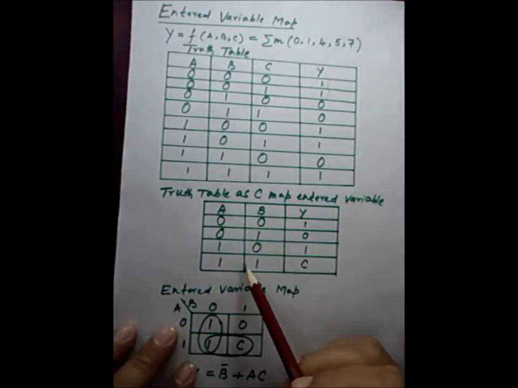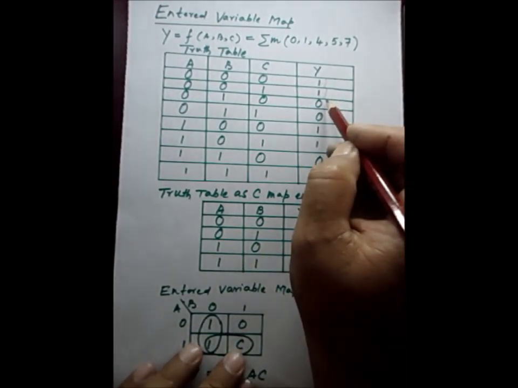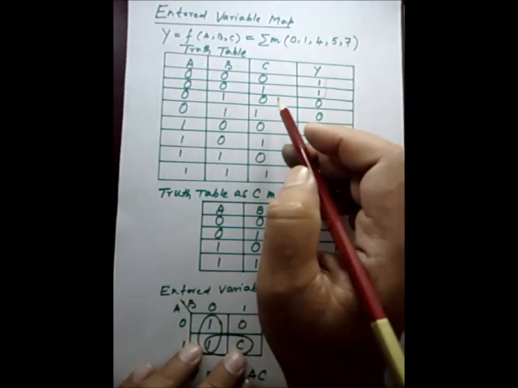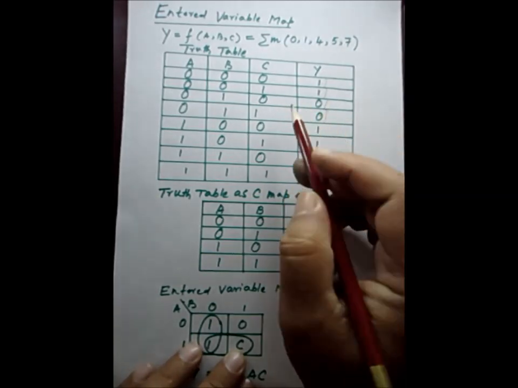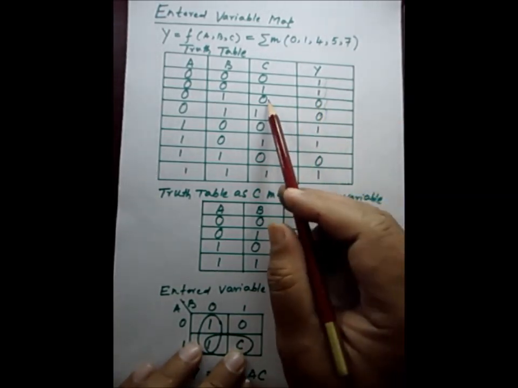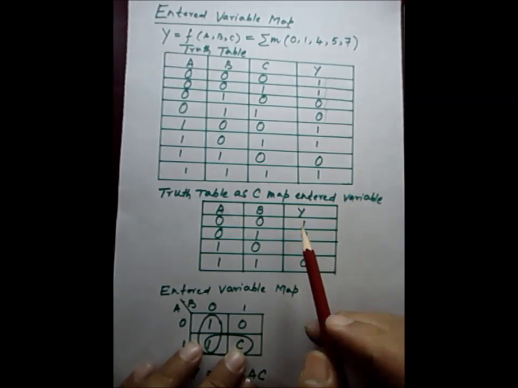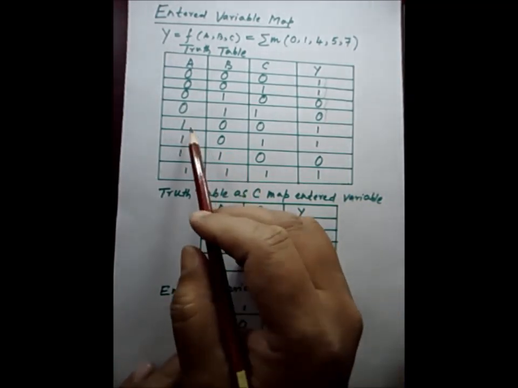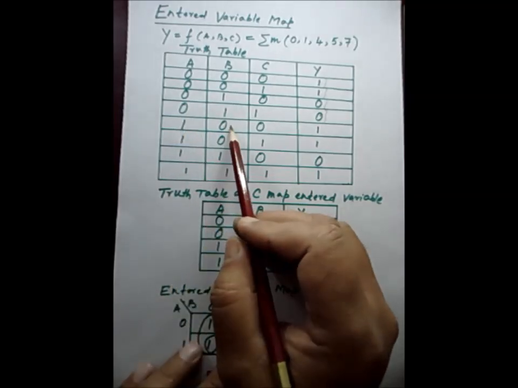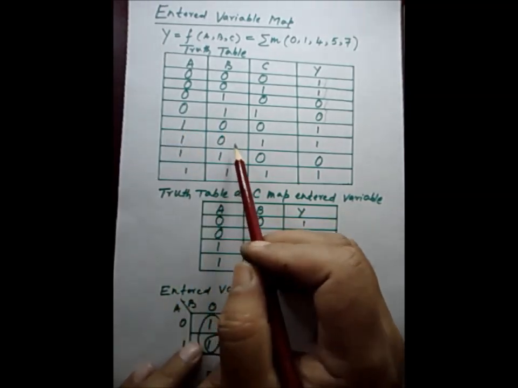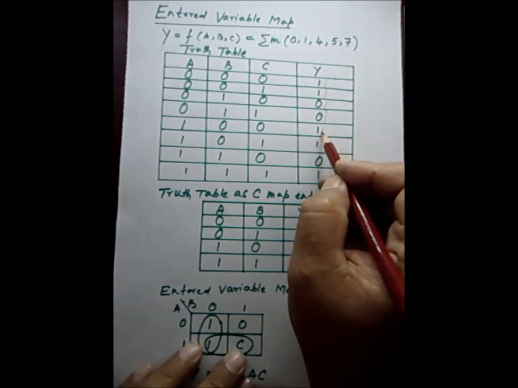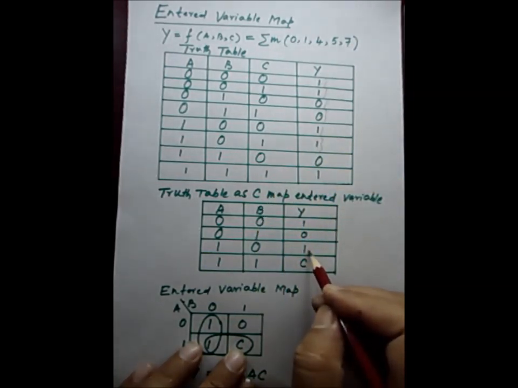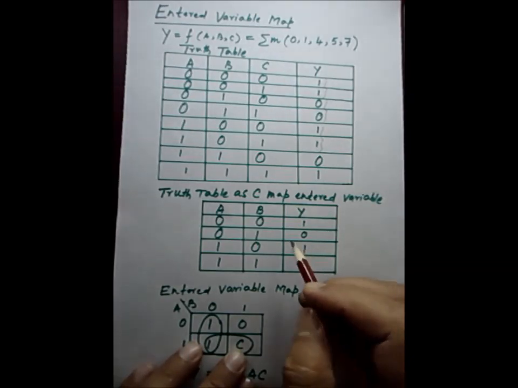In a similar way, when A equal to 0, B equal to 1, that case also does not depend on the value of C. Therefore, we can put 0. Now, in the third case, when A equal to 1, B equal to 0, again it does not depend on the value of C. In both cases it is 1, therefore we put 1 here.